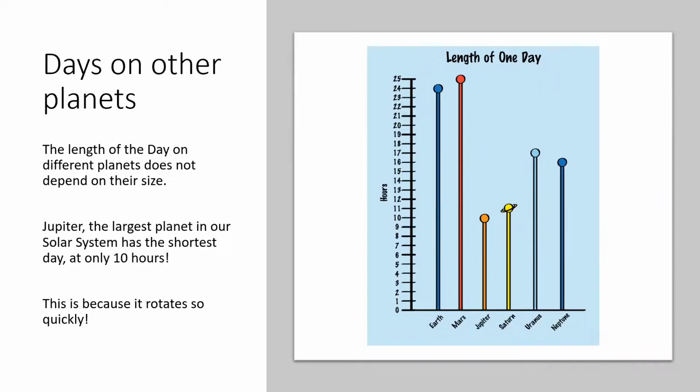Jupiter, the largest planet in our solar system, only takes 10 hours. It spins very quickly, so it rotates on its own axis very quickly. So the day on a planet is its rotation. If you imagine being on that planet, that's day and night. This is a rotation. It doesn't depend on the size of the planet or its distance from the sun, so don't get those mixed up. The day is independent of its size and its distance from the sun. It just depends on how long it takes to rotate on its own axis.